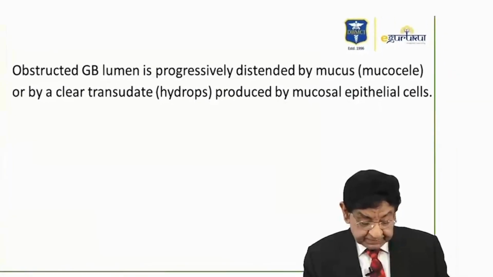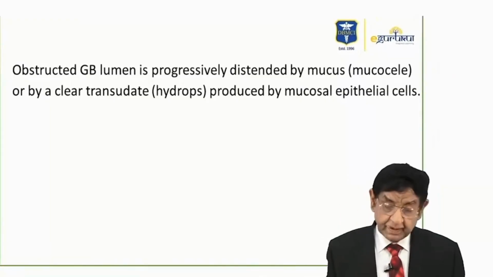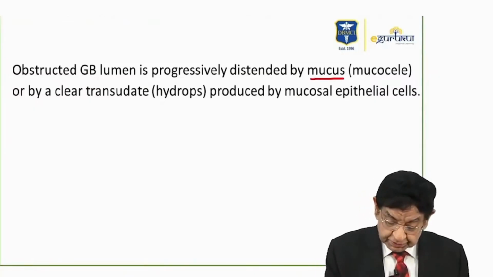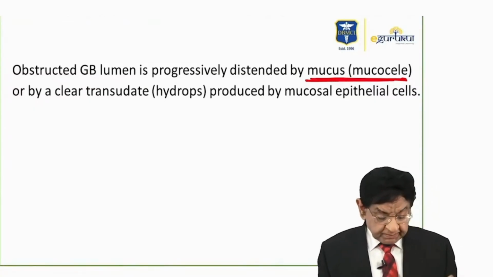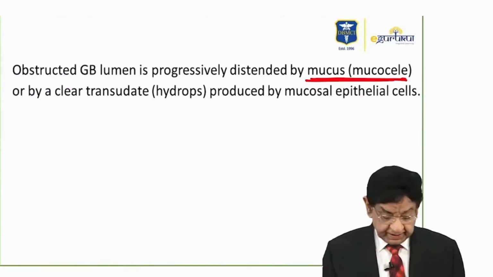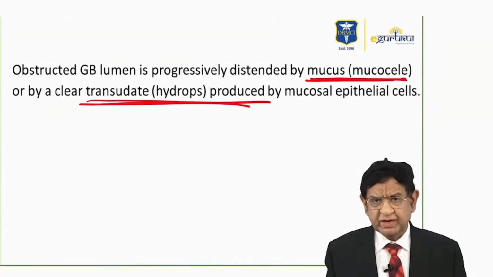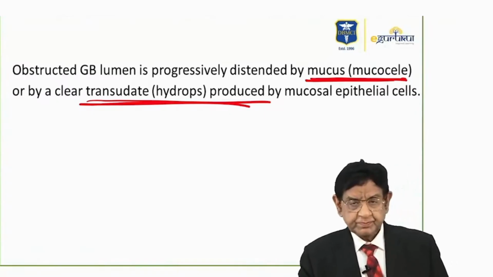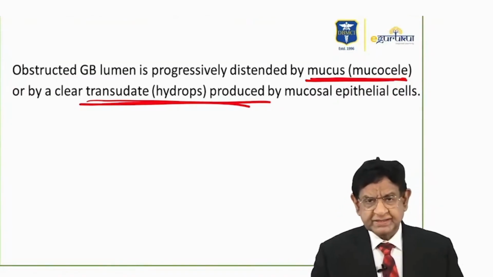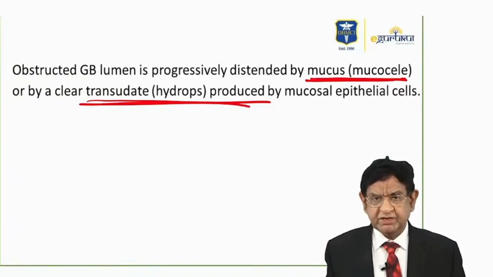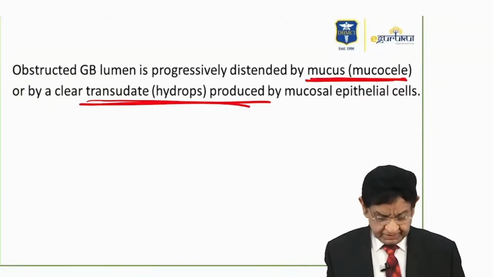So ultimately a lot of mucus is there: mucocele. But sometimes, uncommonly, it may even be a clear transudate, which we call hydrops. But most of the time the word is mucocele, because it contains mucus. So the only keyword so far is that the cystic duct gets blocked, and that makes the collection of mucus, the so-called mucocele. That's all.